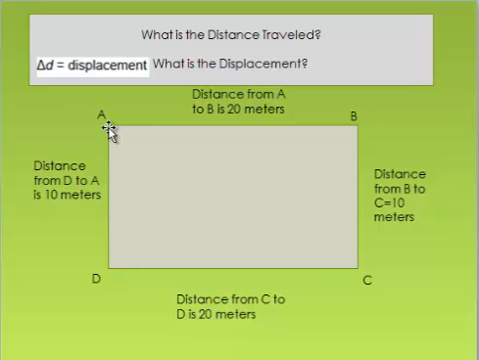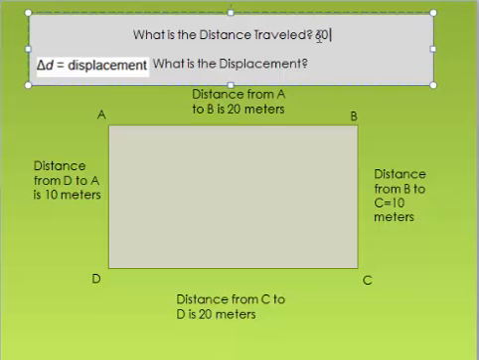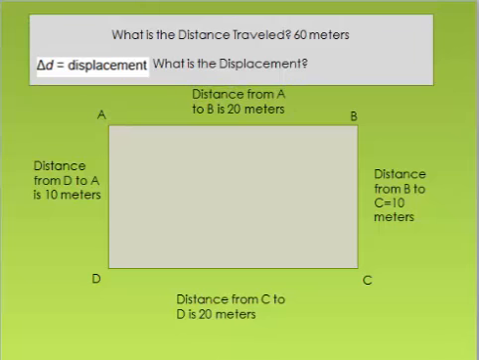Your distance traveled is now 20 plus 10 plus 20 plus 10. So you've gone a total distance of 60 meters. But your displacement is now 0 because you ended exactly where you started. There is no change in distance and no change in direction.